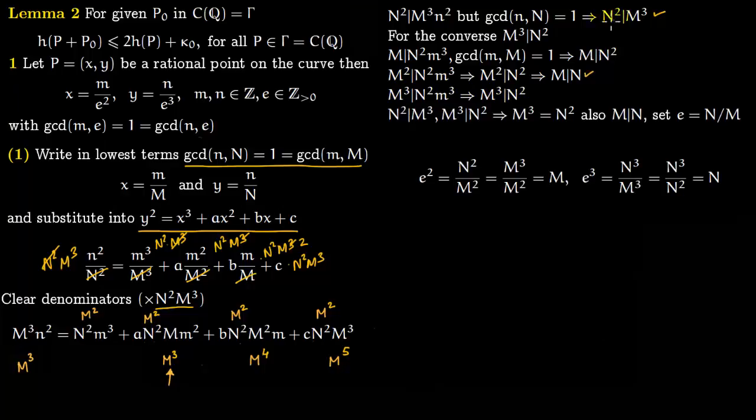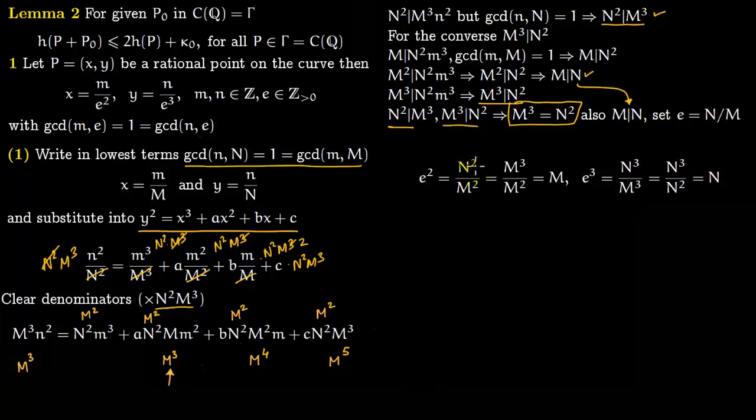So what have we shown? We have shown n square divides m cube, and we have shown that m cube divides n square. So it is the case that m cube is equal to n square. Also we have seen that this m divides n. So what you do is you set e equal to n divided by m. So whatever division there is. And that is it. Now you square it.